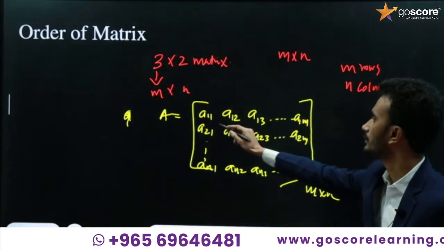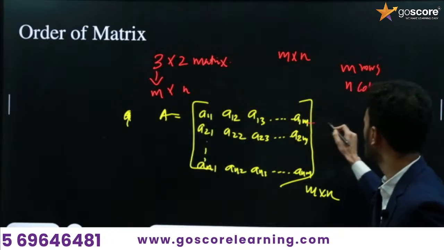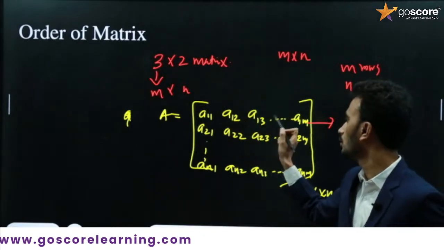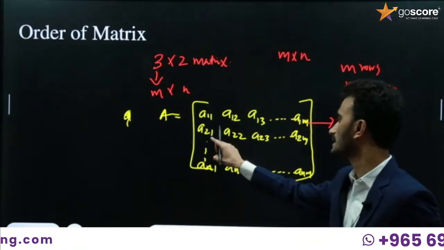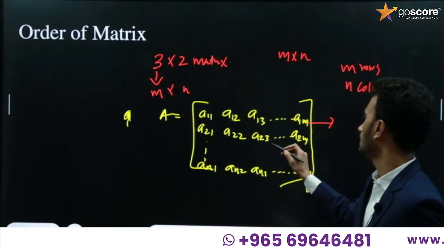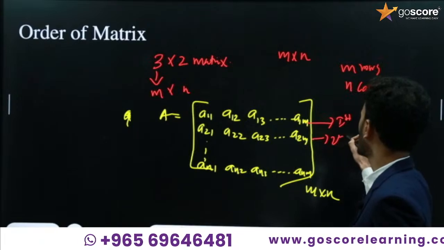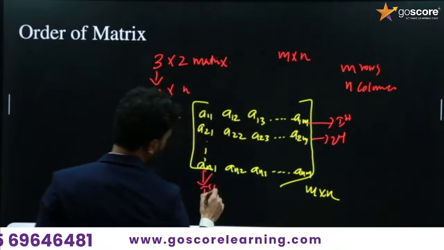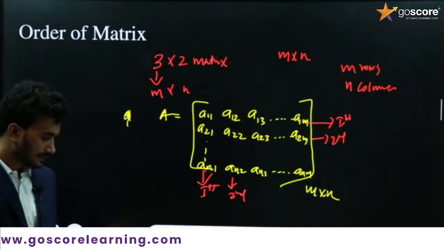So the first row, you can see, this one is the first row. The first element is A11, A12, A13. The last element is A1n. Then the second row, you can see A21, A22, A23, up to the last. This one is the first row, second row, then the last one. This one is the first column, second column.